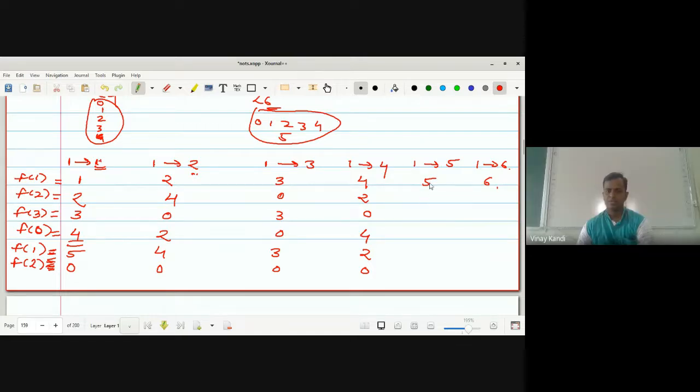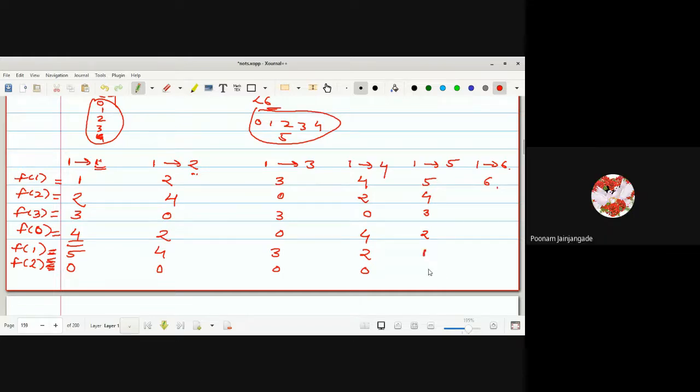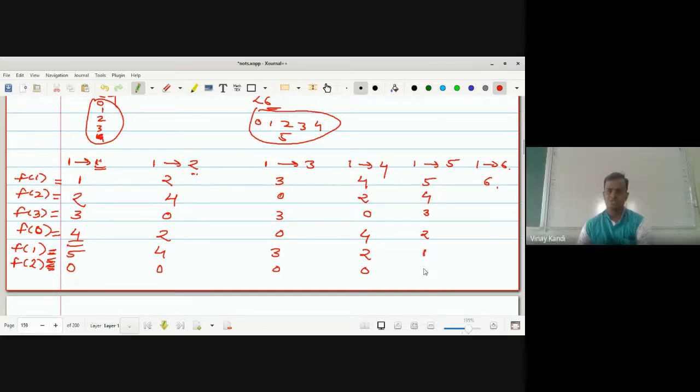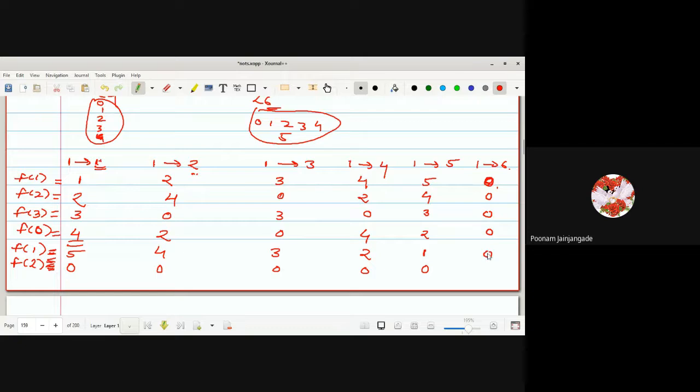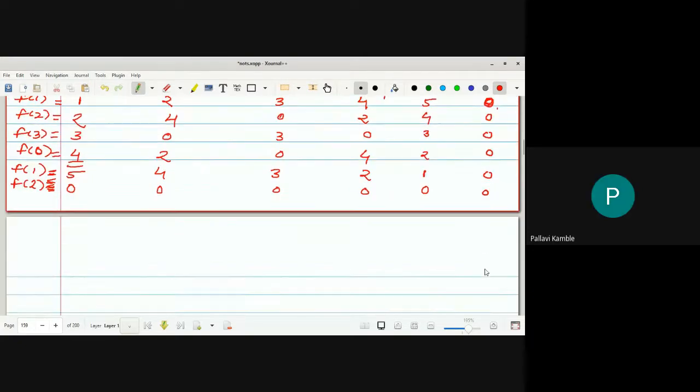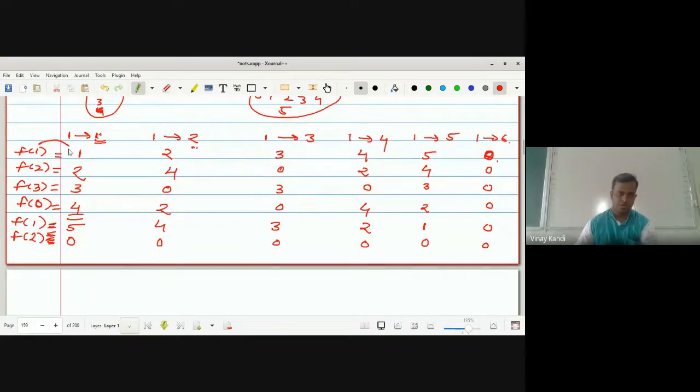F of 1 is 5. 5 plus 5 is 10. 10 addition modulo 6. 15 addition modulo 6. 20 addition modulo 6. Okay, 25 addition modulo 6. 30 addition modulo 6 is 0. 6 addition modulo 6, that is 0. 6 is equivalent to 0. 12 addition modulo 6, 0, 0, 0, 0.